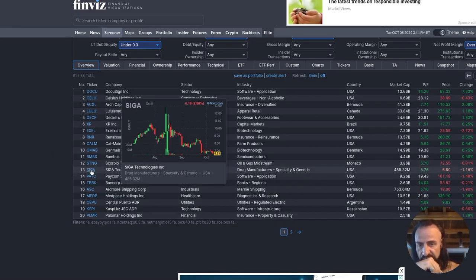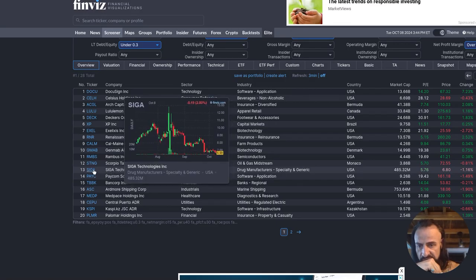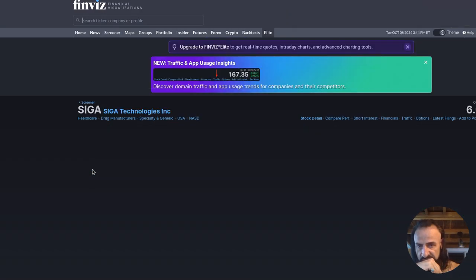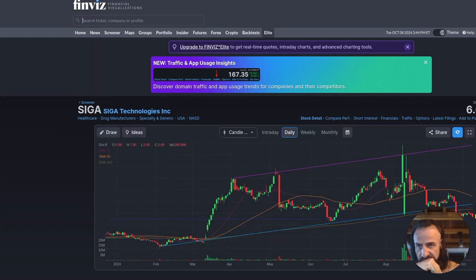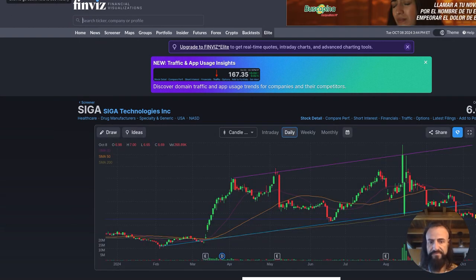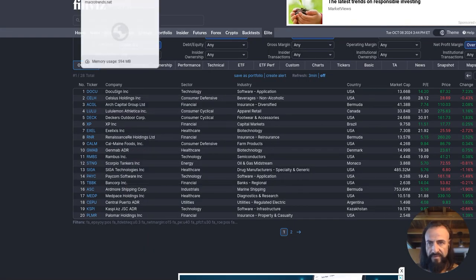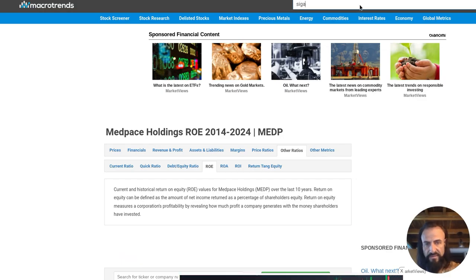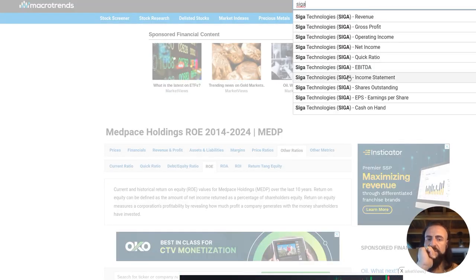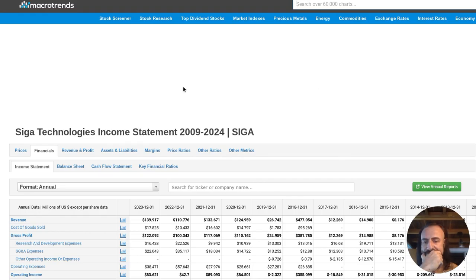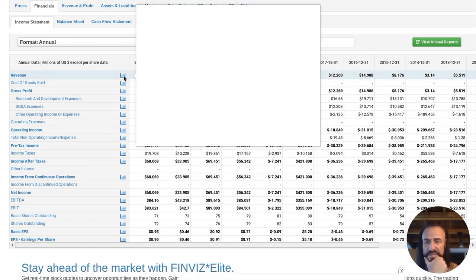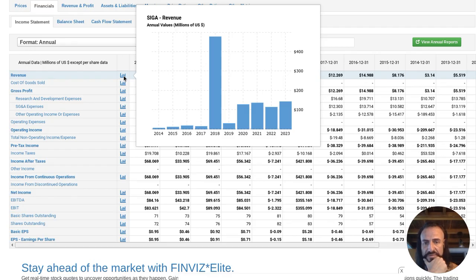Let's look at this one. SIGA. Going back to macro trends, look at the income statement. This too has a nicely growing revenue.